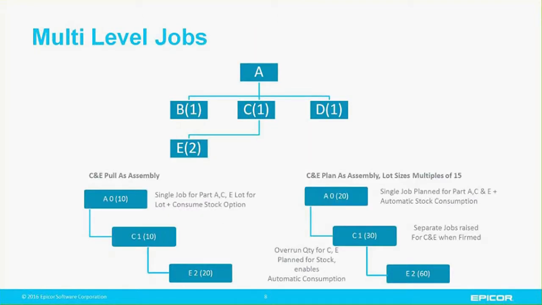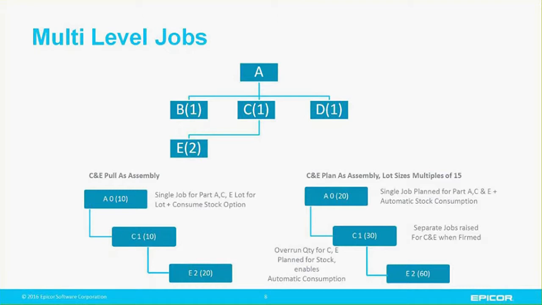The difference between pull and planned as assembly multi-level jobs can be illustrated by the methods for parts A, C and D. A requires 1 C, while C requires 2 E's. If C and E are flagged as pull as assembly, then an order for 10 of a part A will result in a multi-level job in which the sub-assemblies C and E are inserted into the job for A with a lot-for-lot production requirement of 10 and 20 respectively.